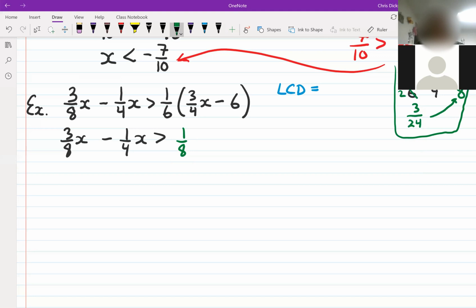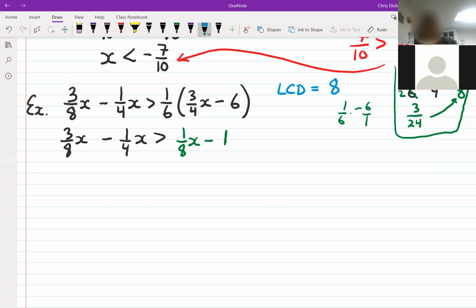And that's going to be 1/8 x minus, and then we have 1/6 times negative 6 over 1. So really we get negative 1 here. Okay. So when I look at these three fractions, they have an 8, a 4, and an 8. So to me, it looks like the LCD is 8 here. Looks like our lowest common denominator is an 8.